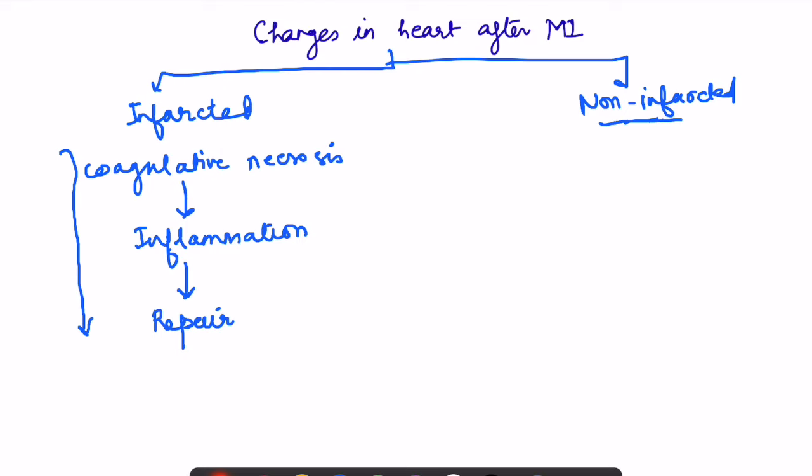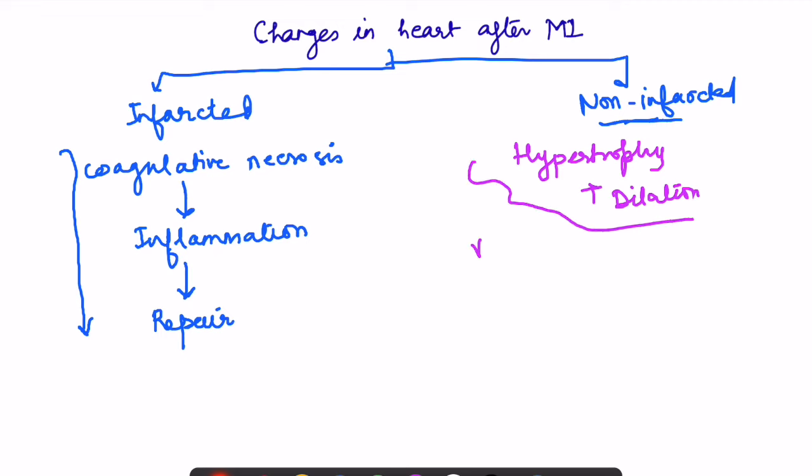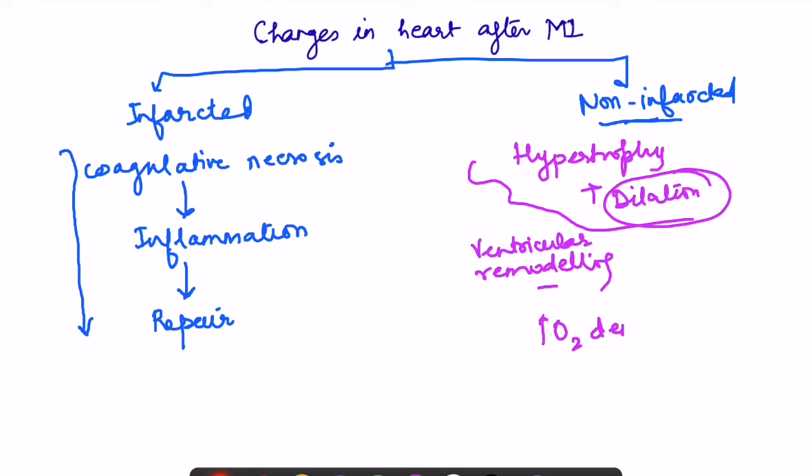So there are compensatory changes in this non-infarcted region, and these include hypertrophy as well as dilation of the heart. Okay, hypertrophy as well as dilation of the heart, and these are the result of ventricular remodeling which is occurring. They have to work more, right? So there is ventricular remodeling. In short term, these changes are useful, but later on, due to excessive dilation which occurs, there is increase in oxygen demand.